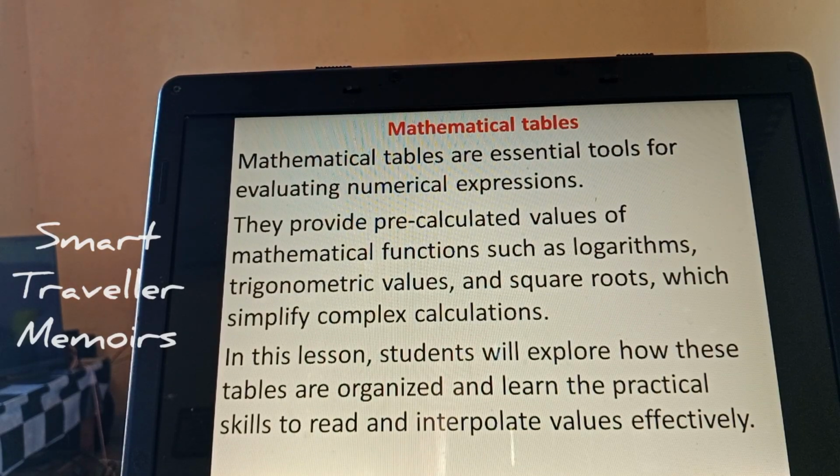Mathematical tables are essential tools for evaluating numerical expressions. They provide pre-calculated values of mathematical functions such as logarithms, trigonometric values, and square roots, which simplify complex calculations. In this lesson, students will explore how these tables are organized and learn the practical skills to read and interpolate these values effectively.